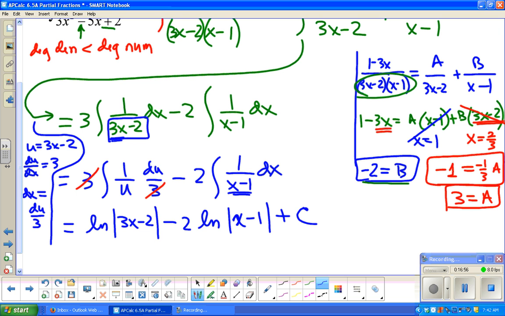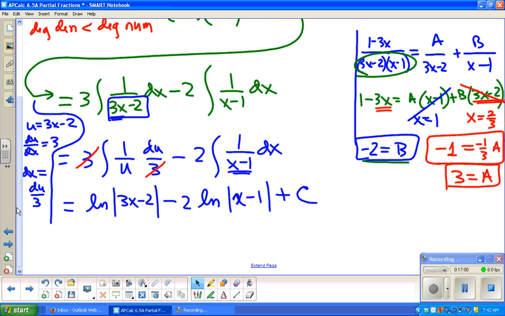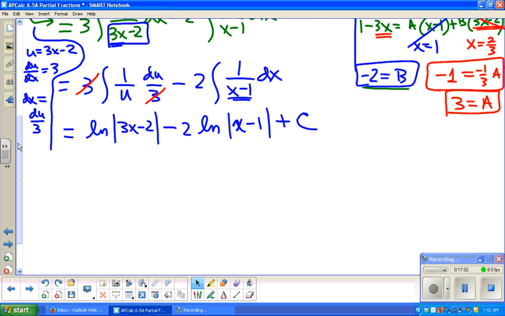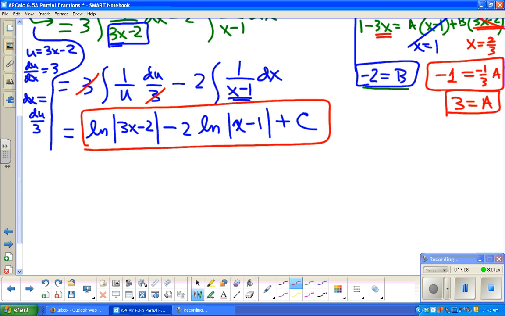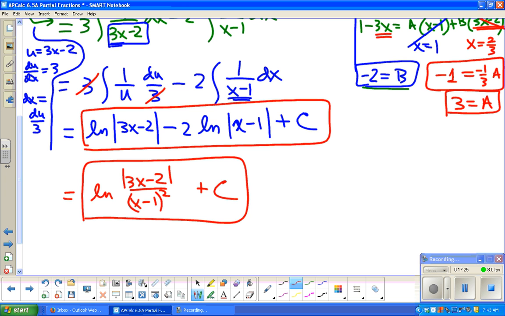Plus c. Now, just a reminder, if you were going to be substituting values, then we wouldn't write the plus c. We would just start substituting values. Okay. All right. I'm a happy camper right here. I'm also going to rewrite this as ln of (3x minus 2) over (x minus 1) squared, and the absolute values need to still stay on the top. Okay, so I like that one also.